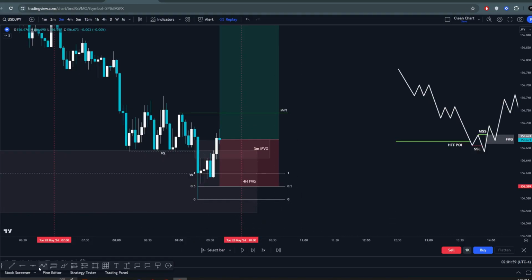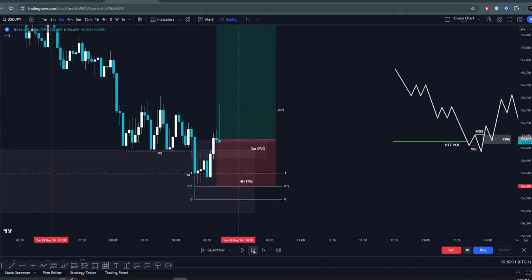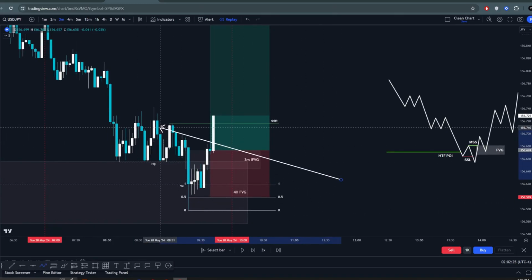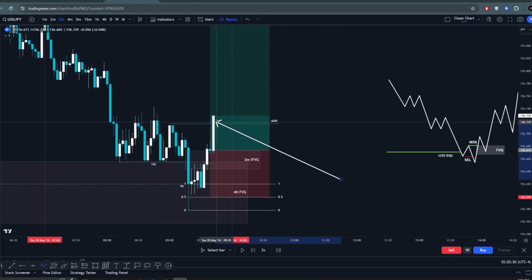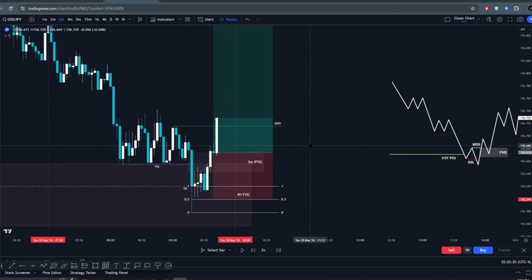Alright, so as we can see right here, price reacted right away into our 3-minute inverse fair value gap. See that? Price is already trying to reject our inverse fair value gap. Price should respect this and then it should continue moving higher. And there we have it. As we can see, we already have a market structure shift right here. We have a candle body close, which is a confirmation that the price is now trying to go higher.